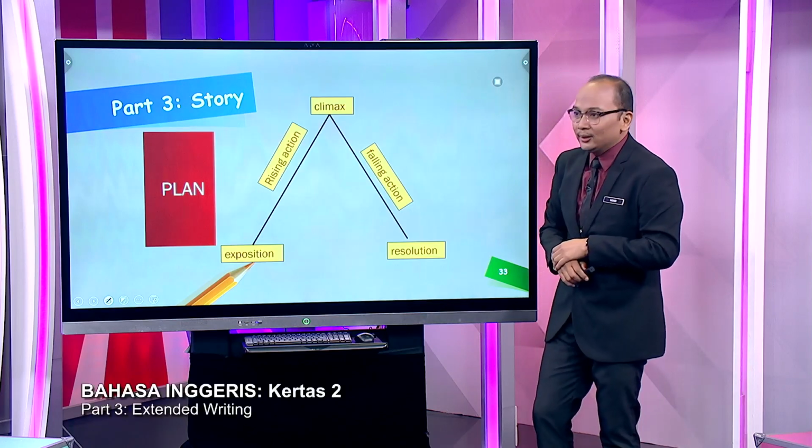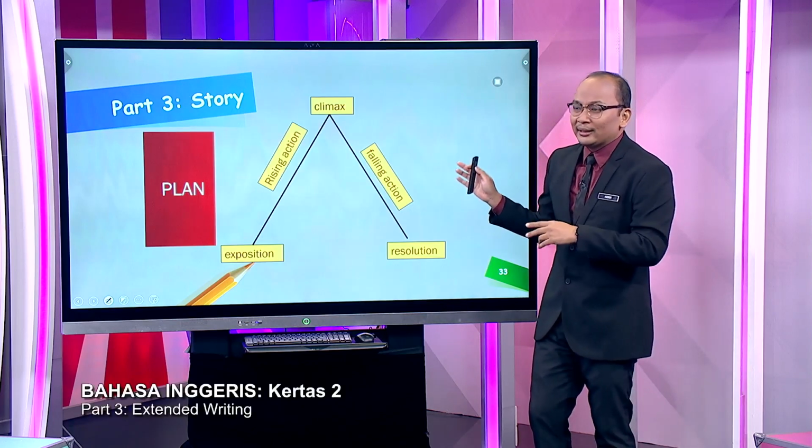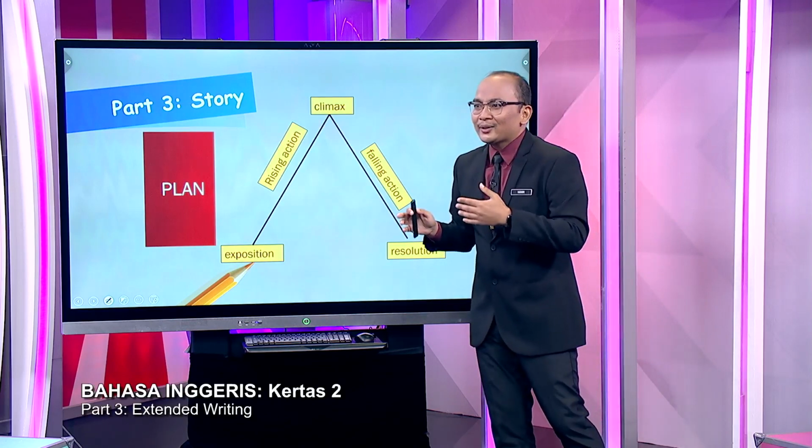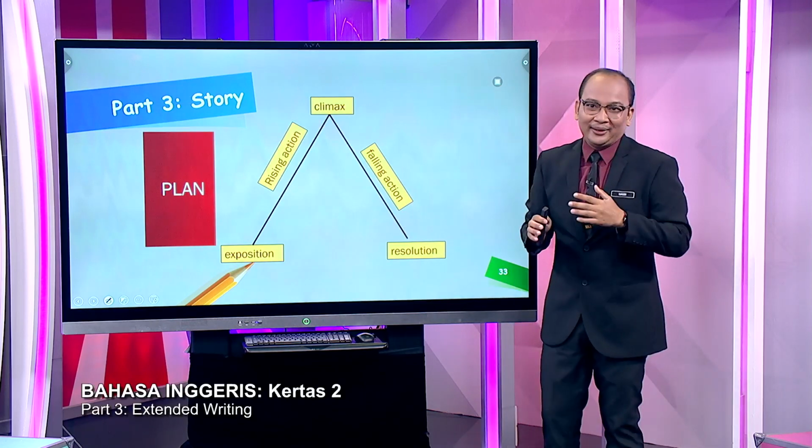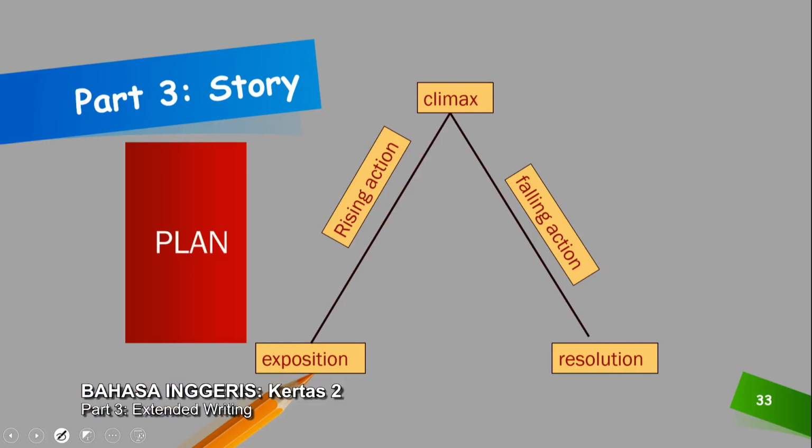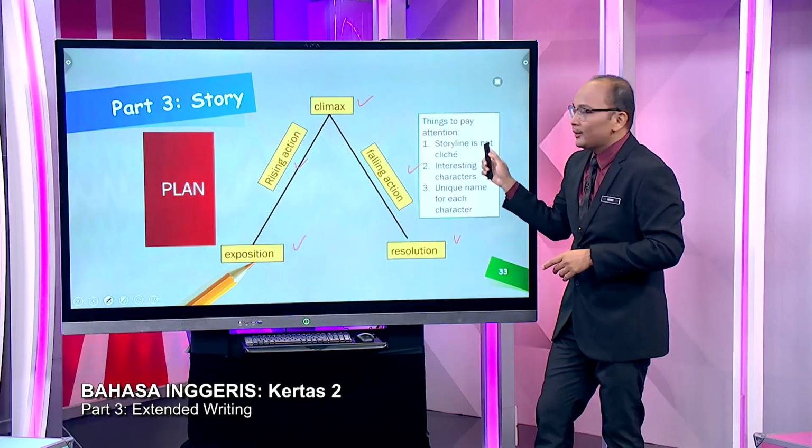And for story, we go on to the next one, which is a very common choice by our students out there. So please remember, for story, pay attention to this. There must be a triangular set like this. In your plan, there must be an exposition, a rising action, a climax, a falling action, and also a resolution. Things to pay attention to.